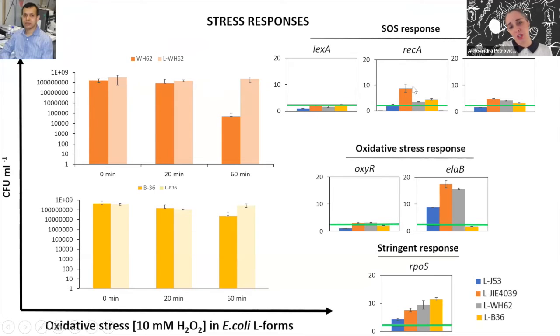And in the case of one bacterium, you can see that RecA is significantly upregulated, which again indicates specific transcriptome profiles for some strains or genotypes.